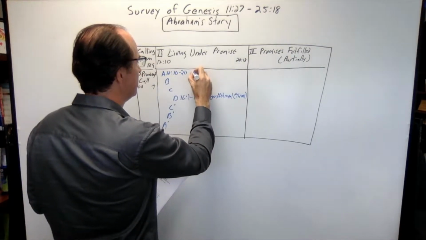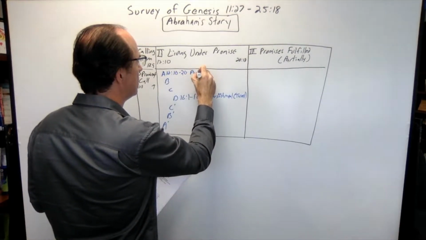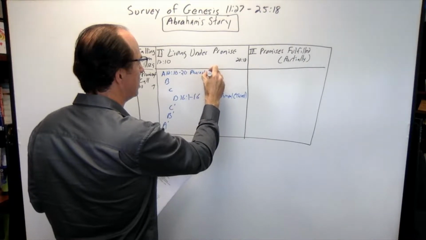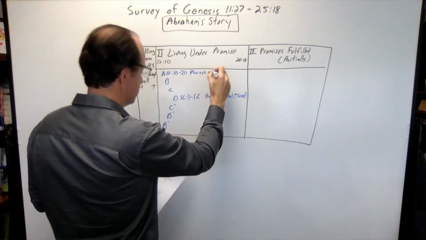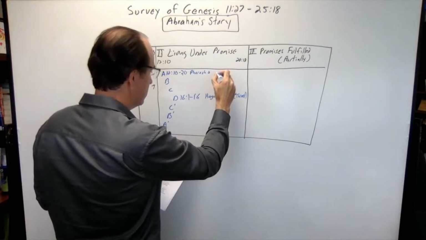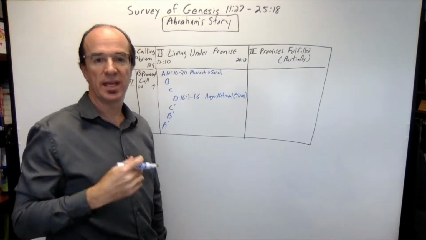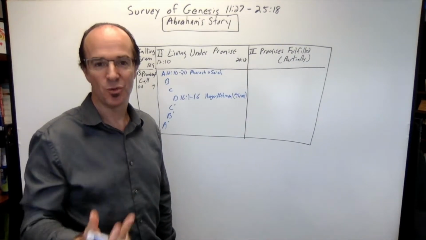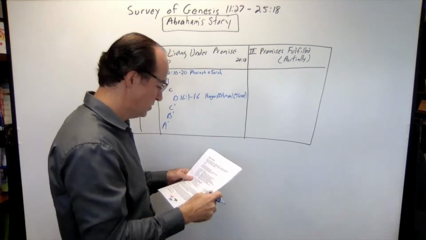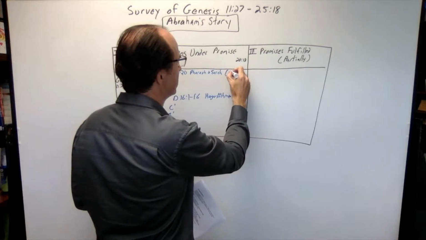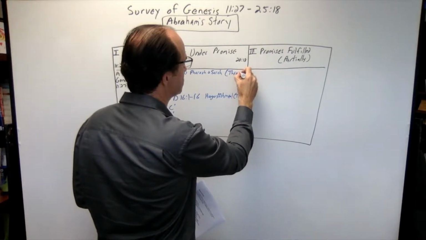We have Pharaoh and Sarah. In this case, we have Abram saying that Sarah is his sister when she's his wife, and what that creates is a scenario where this is a significant threat to God's promises.